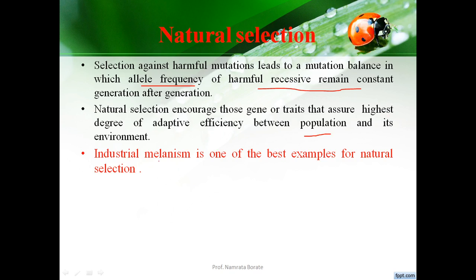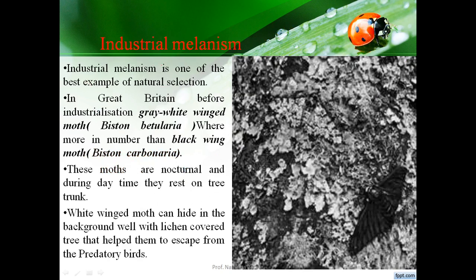The best example of natural selection is industrial melanism. So what is industrial melanism? In Great Britain, before industrialization, there was a presence of the white peppered moth, known as Biston betularia, which was more in number, but the black winged Biston carbonaria, this black colored moth, was less in number.